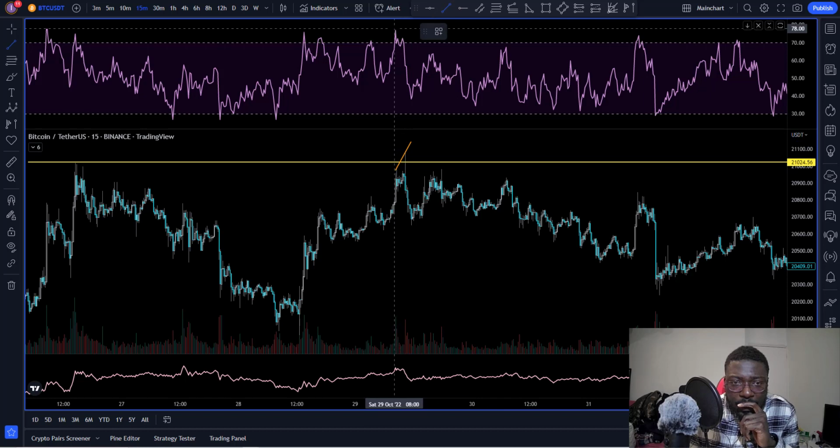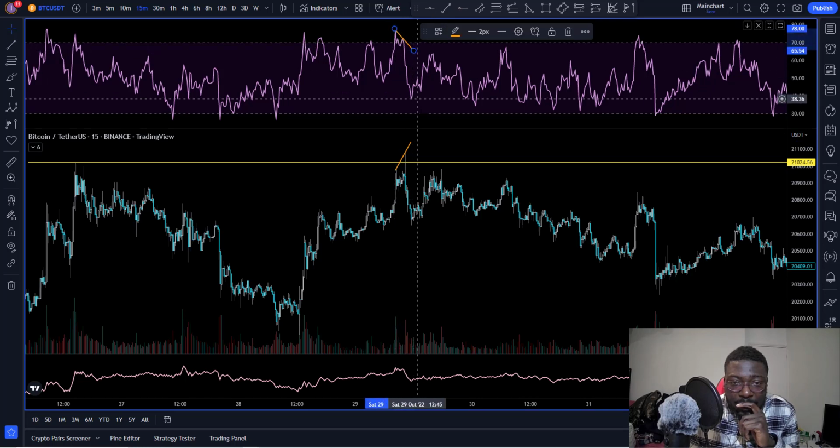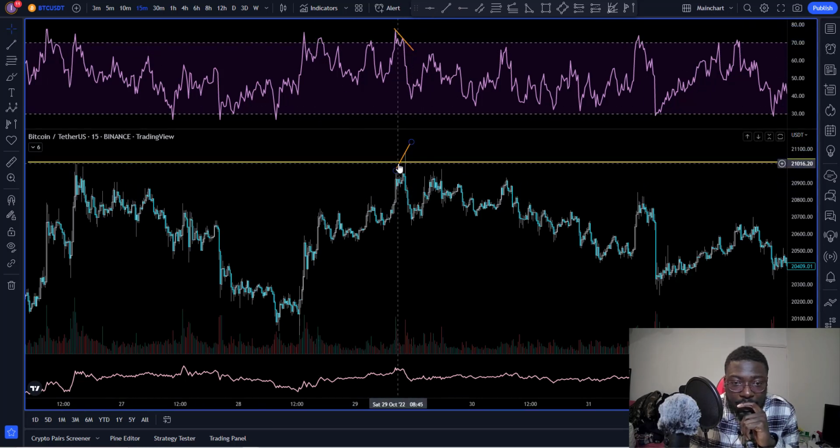But on RSI you have this, and then this candle also took out this high. It has already trapped so many traders here. So it's a good swing failure pattern for you to take.